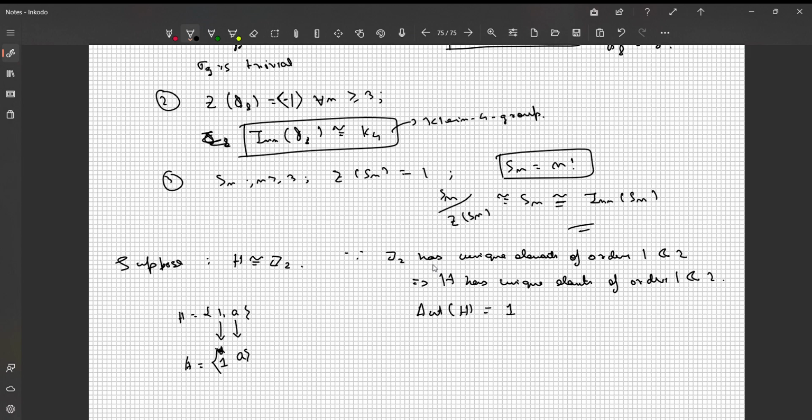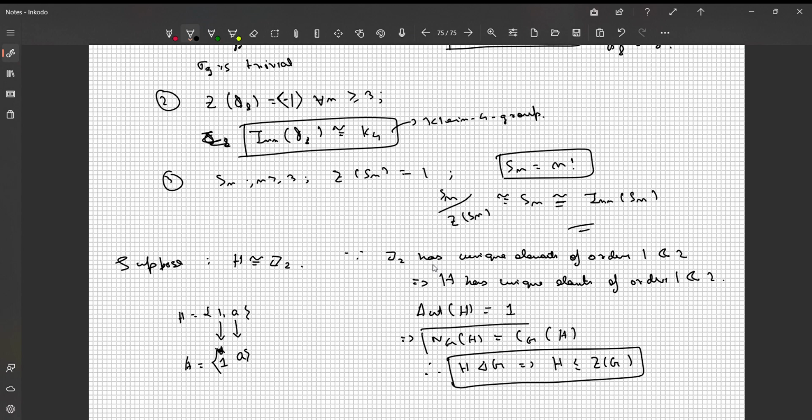So if so, then we can say that the normalizer of H in G must be equal to the centralizer of H in G. Therefore, if H is normal in G, then that would imply H is contained in the center of G. So this is also a very important observation. Clear? Okay. Now let us straight away come to certain propositions.